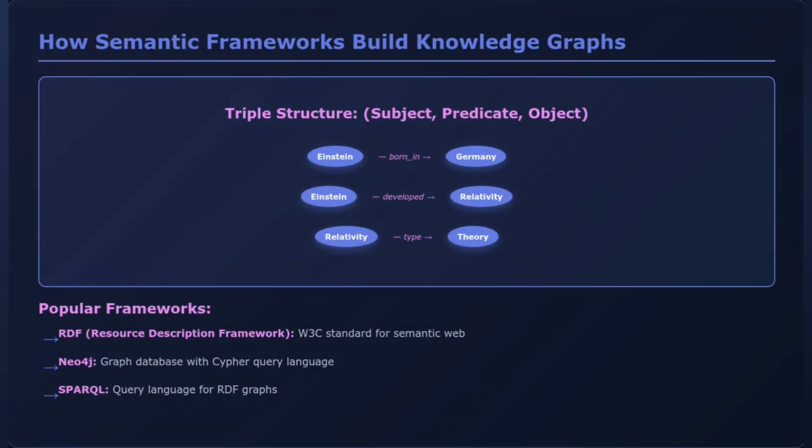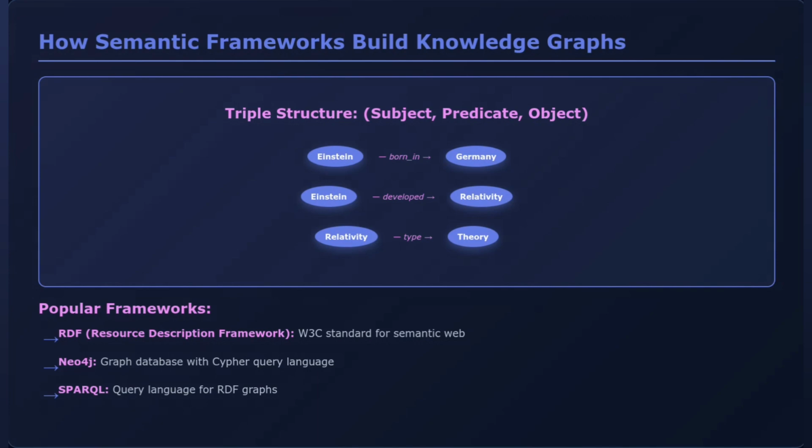All right, now we get to the really exciting part. How do we actually build these knowledge graphs? Knowledge graphs are built on a beautifully simple concept called triples. Every piece of knowledge can be represented as a subject-predicate-object triple. Look at this. Einstein was born in Germany. We break this down into subject, Einstein; predicate, born in; object, Germany.